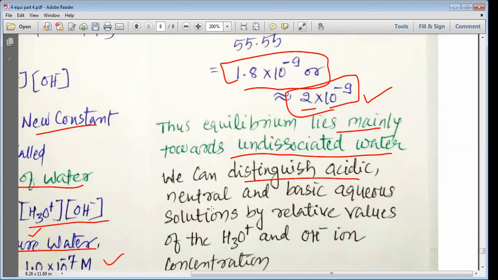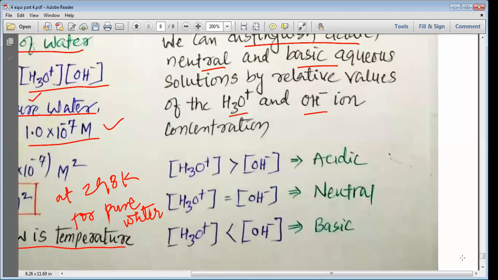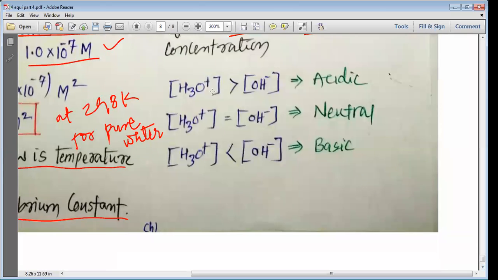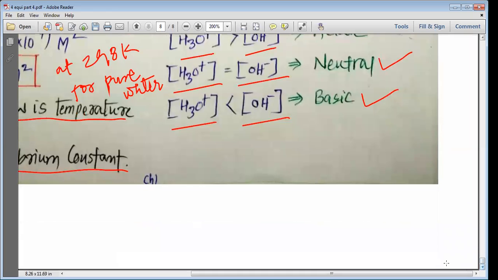Now we can distinguish the acidic, neutral and basic aqueous solution by the relative values of the concentration of H3O plus and OH minus, my dear students. If the concentration of H3O plus is more than the concentration of OH minus, we can say that the solution is acidic in nature. If the concentration of H3O plus is equal to the concentration of OH minus, we have a neutral solution. If the concentration of H3O plus is less than the concentration of OH minus, we can say it is basic in nature. And that is how we understand the acidic, basic and neutral nature of the given solution.